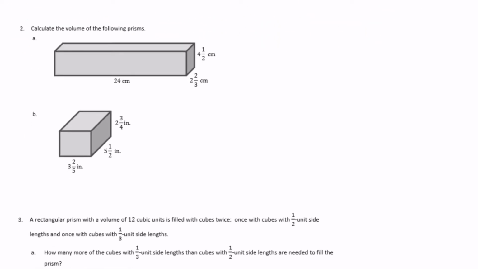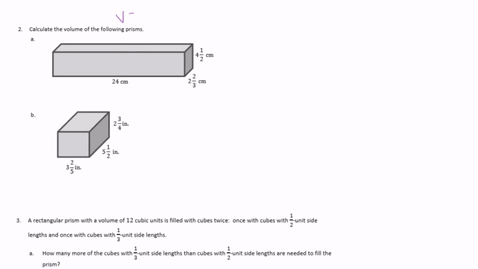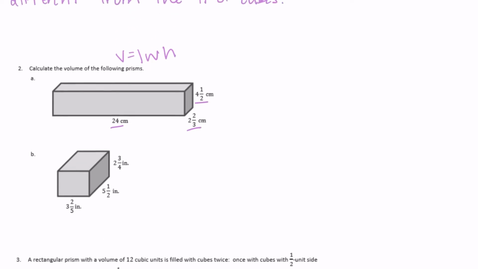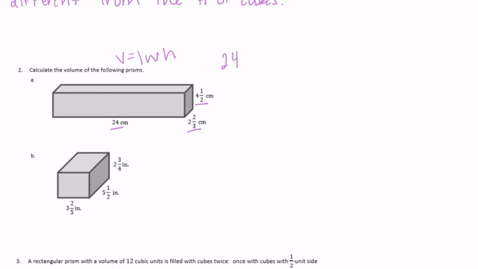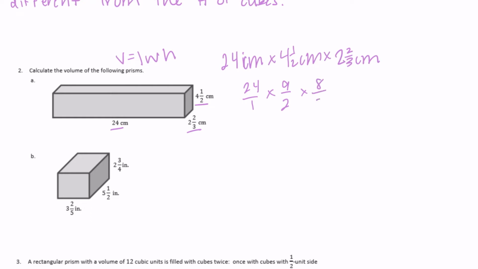Number 2, calculate the volume of the following prisms. All right, we have volume equals length times width times height, 24 times 2 2/3 times 4 1/2 centimeters. I'll make them all into fractions. So 24 over 1 times 4 1/2 would be 9 halves times 2 2/3 would be 8 thirds.